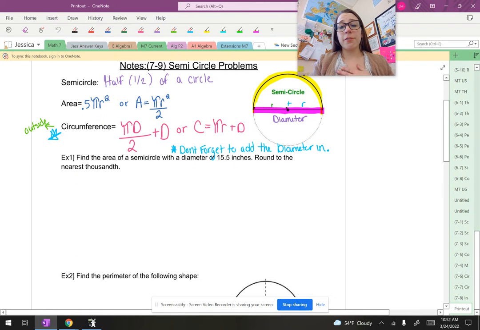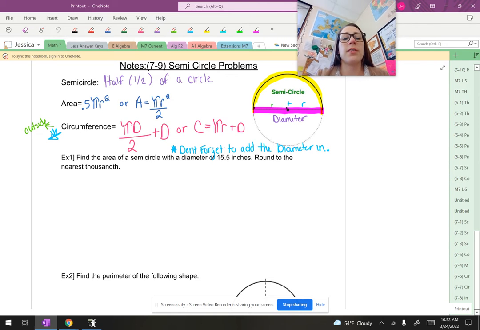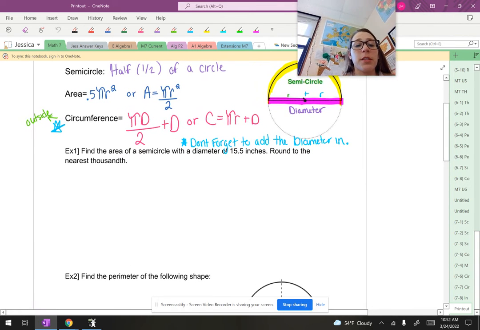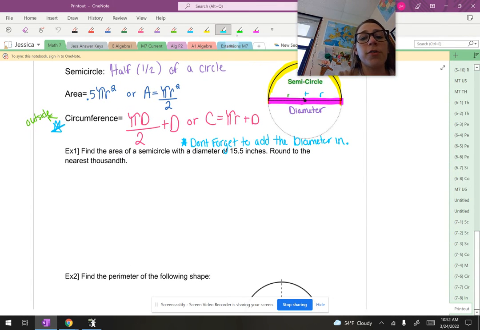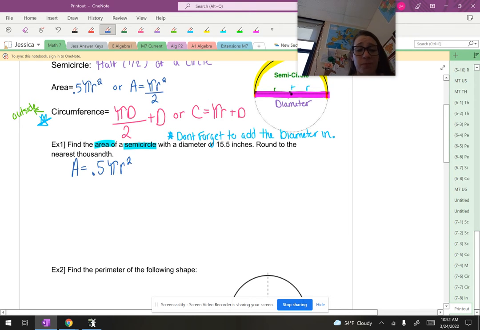Right, Math 7, we are finishing up those notes for 7-9 today on semicircle problems. So we're just going to be looking at the examples and applying those formulas that we came up with in the last video. So example 1, keywords asking me for the area of a semicircle. So immediately I can jot down my area formula for that semicircle: area equals 0.5 pi r squared.